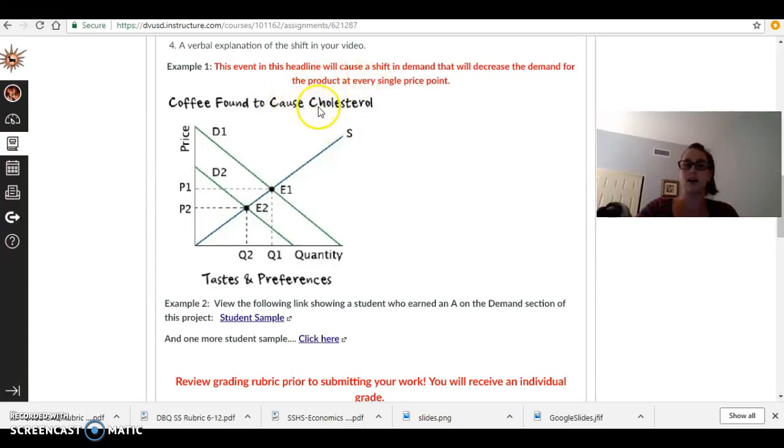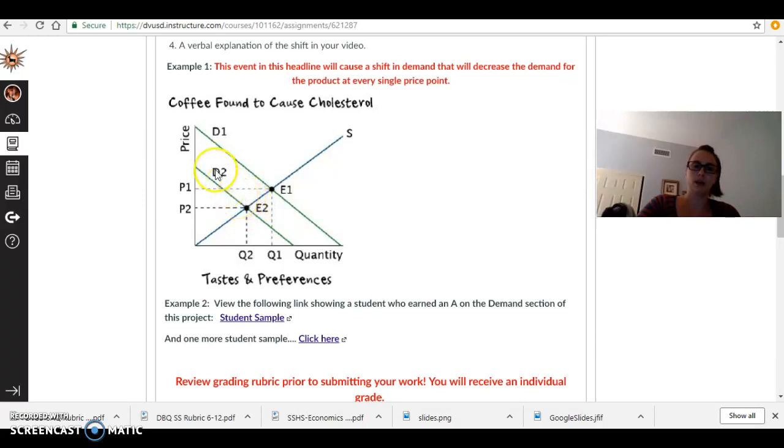So coffee is, however, found to cause cholesterol. So if we find out that coffee causes cholesterol, we know the demand for the product will go down, right? So that is why we have a shift. So D1, here's our original demand line, and here is our original equilibrium point, which you do want to make sure you have labeled. But now if we find out that coffee causes cholesterol, tastes and preferences might change, because some people will be more health conscious and choose tea instead, right? Something like that.